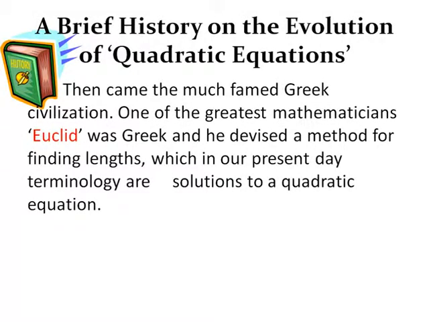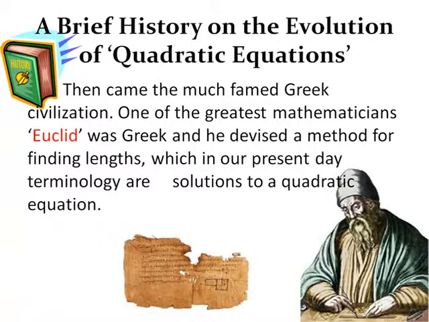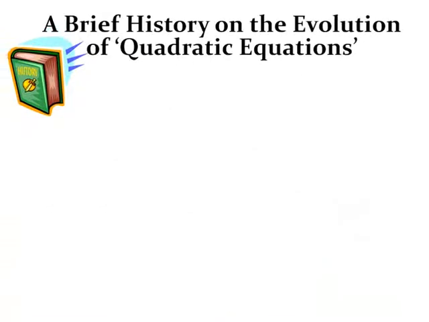Then came the Greeks. The much famed Greek civilization produced one of the world's greatest mathematicians, Euclid. He devised a method for finding lengths, which in our present day terminology are solutions to a quadratic equation. This is a piece of parchment found from his book, which was unearthed near Greece, and it has clear forms of the method he used to solve the quadratic equations.